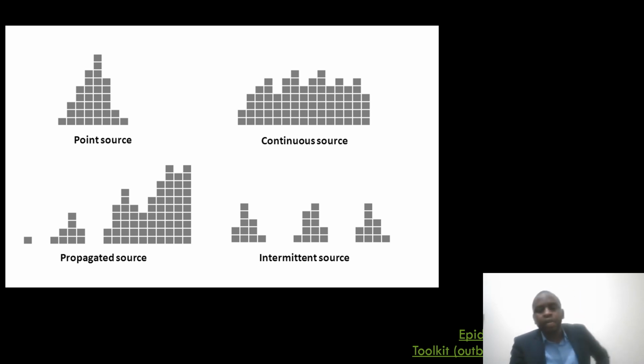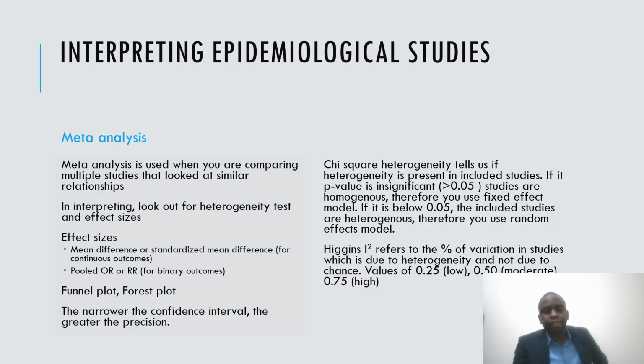All right, now the last type is called the intermittent source. You can see here the infection occurs intermittently. You can see that the clusters are all separated apart. So those are the four types, the four patterns of an epidemic curve. All right, so this time around we're going to look at interpreting epidemiological studies.